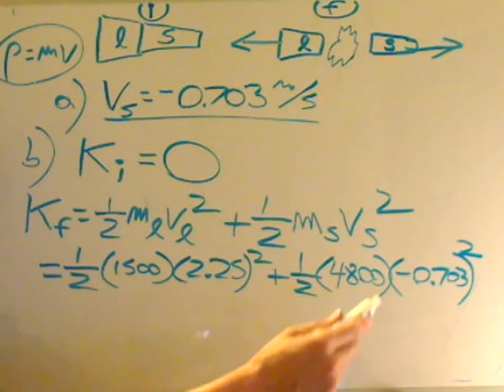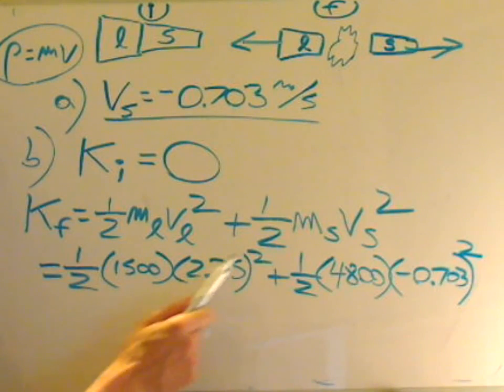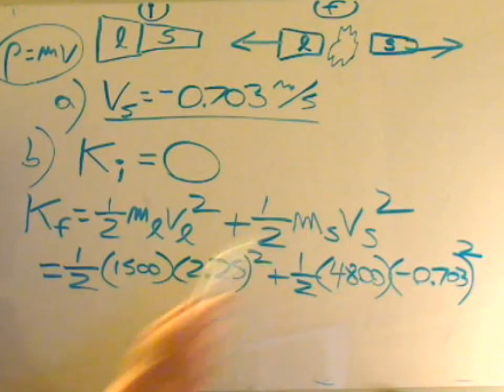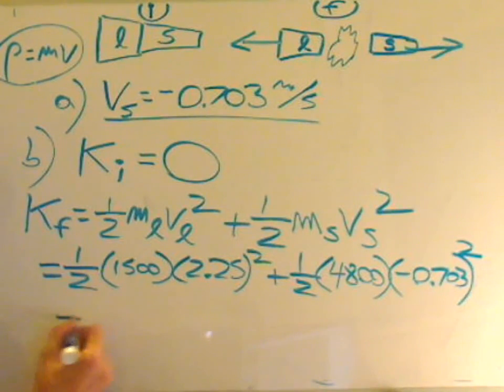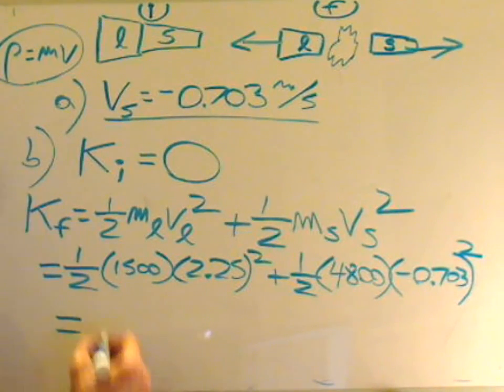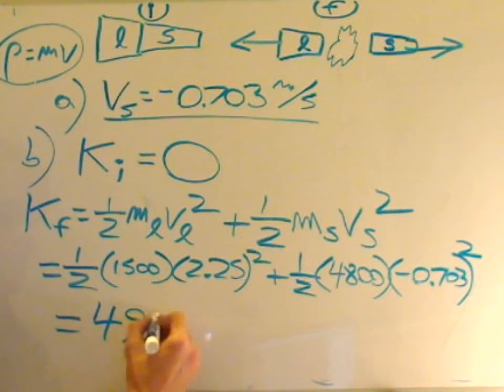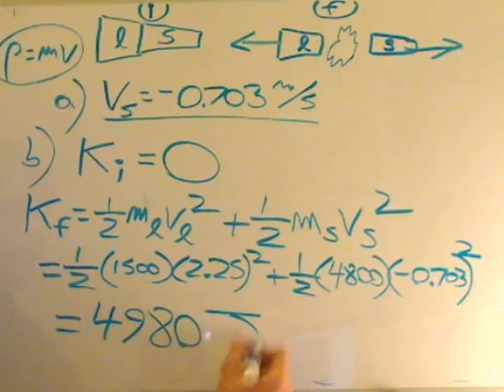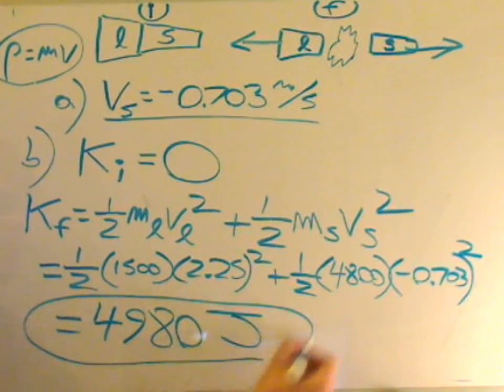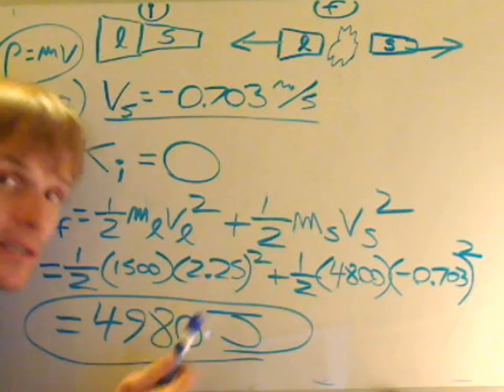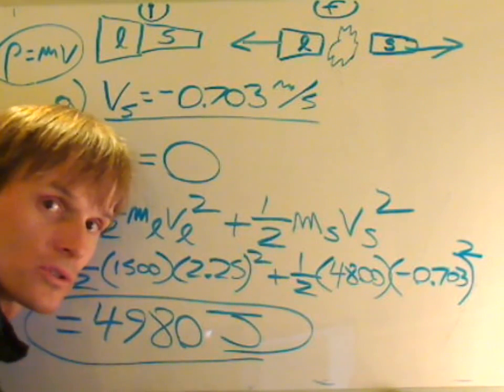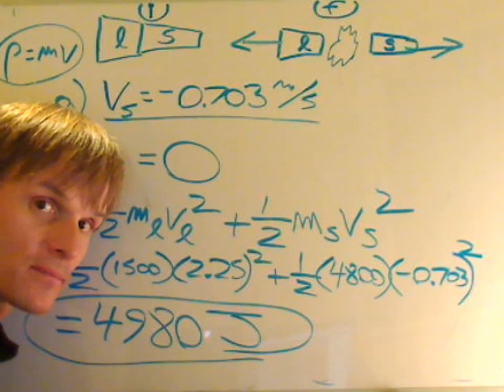Okay, you do this calculation here. And really, it's very easy to forget the squared part here. So don't forget the squared when we're dealing with the kinetic energy. The answer you get here is 4980 joules. So this explosion added just about 5,000 joules to the system's kinetic energy.